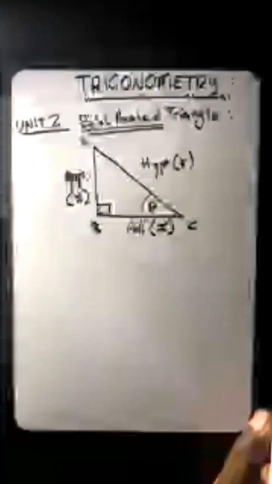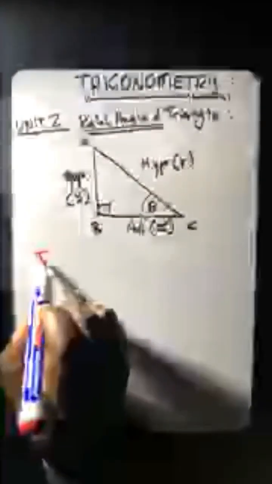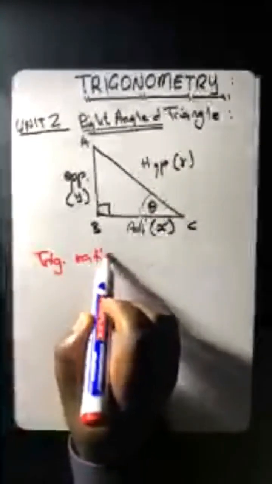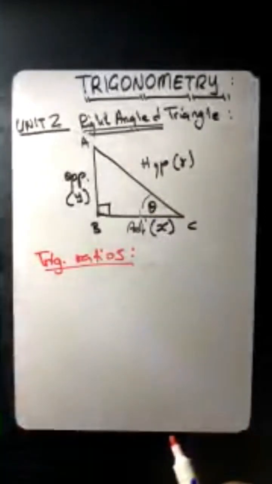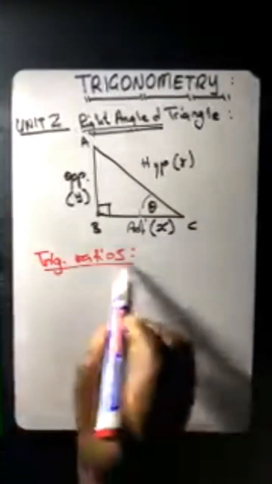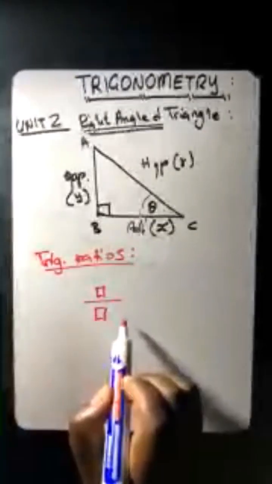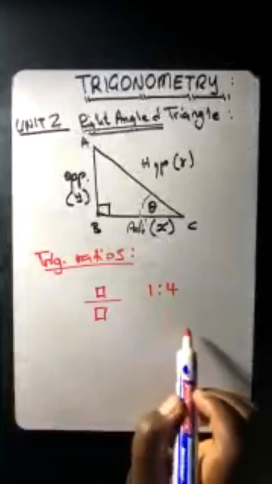So if you remember, we discussed the three trigonometric ratios. Maybe let me write it there to say trigonometric ratios. But most importantly, guys, let me take this opportunity to remind you that when we talk about the ratio, we talk about something over something. It doesn't matter whether you write it as 1:4. It's a ratio.